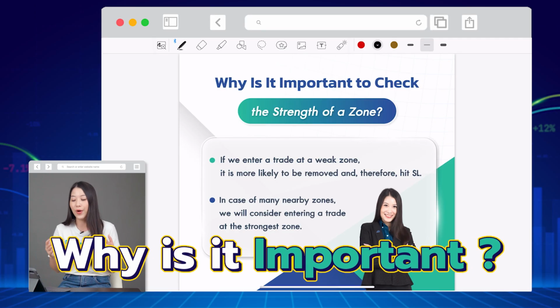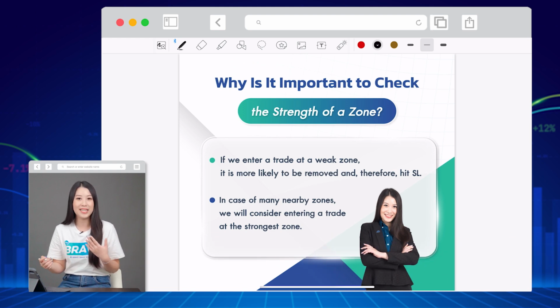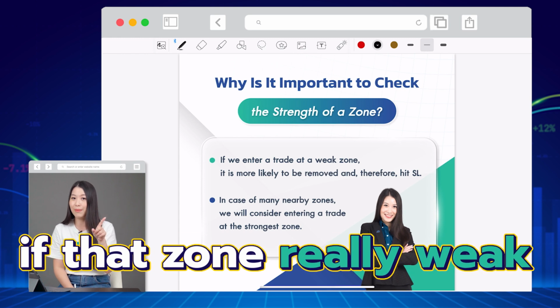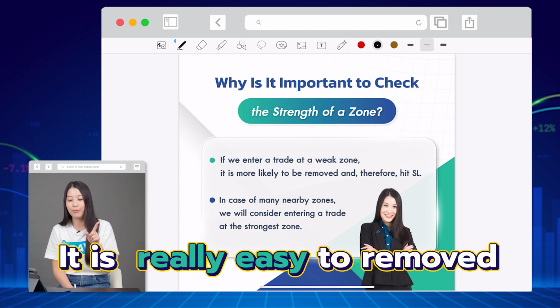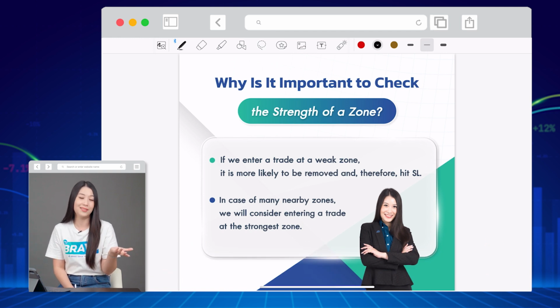I have a very exciting topic for you again. Why is it important to check the strength of a zone? First, if that zone is really weak, that means it is really easy to be removed, and that means you have a lot more chance that the trades will hit your stop loss beforehand.